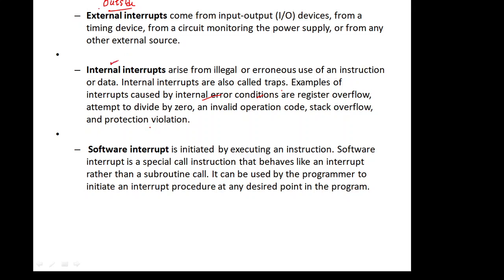So internal interrupts occur internally, for example divided by 0. We call it an internal interrupt. Why? Because in the program this is an interrupt, the program will halt at that time. The best example of an internal interrupt is divided by 0. Internal error conditions are register overflow, divided by 0, stack overflow; all these cause internal interrupts. It will halt the program for some time when these interrupts have occurred.